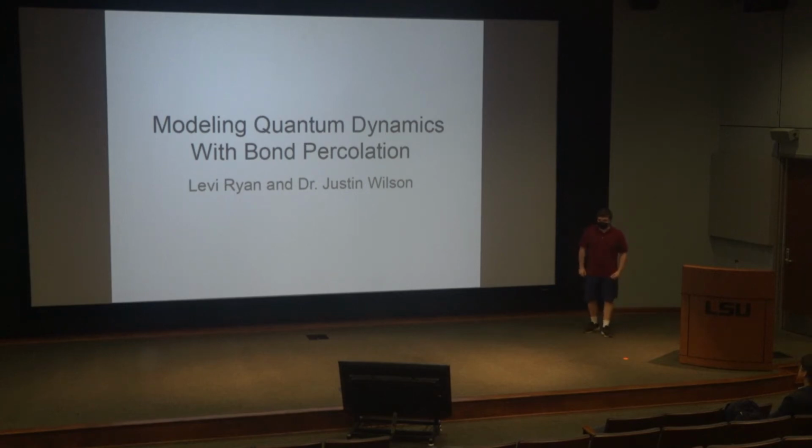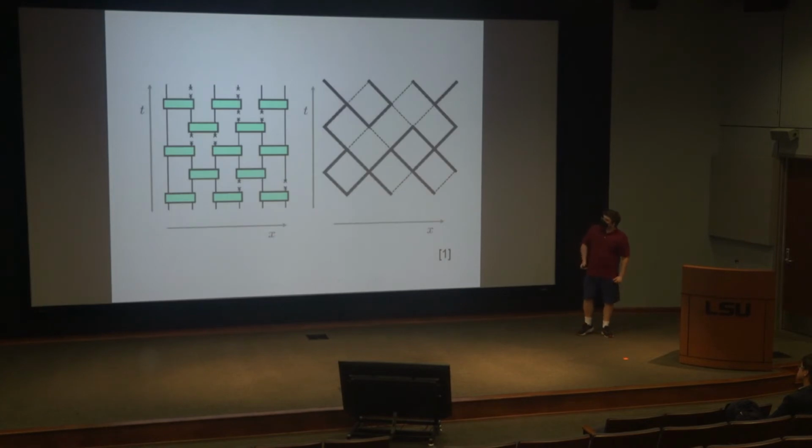My project, working with Dr. Justin Wilson, is modeling quantum dynamics with bond percolation. The left side of this figure is a quantum circuit where X represents position and T represents time as you go up the circuit. To the right, each bond in this lattice represents the entanglement, these lines on the quantum circuit.